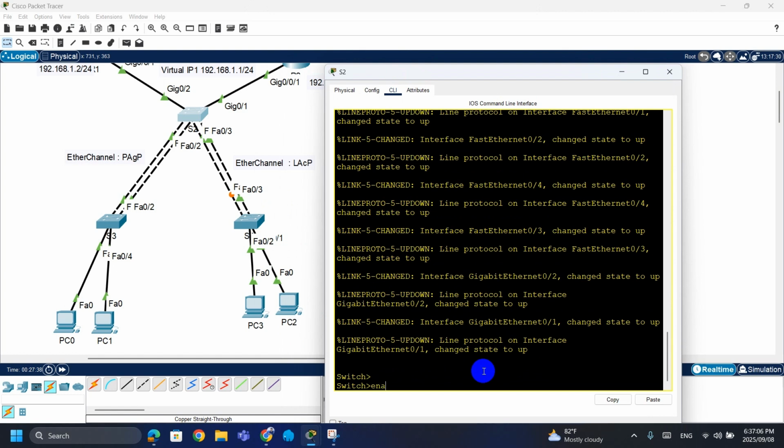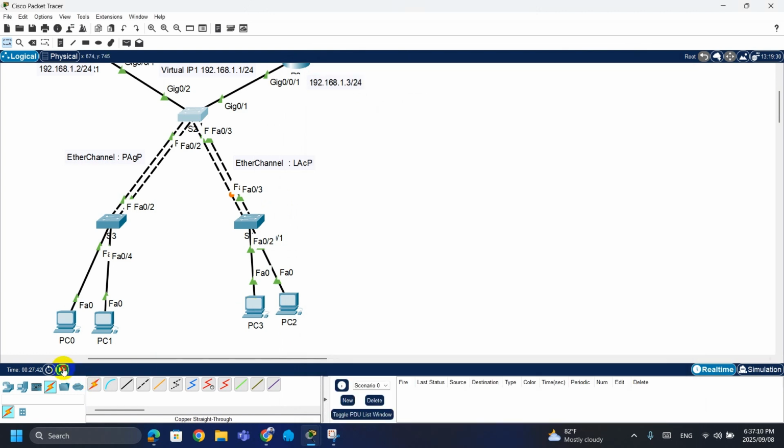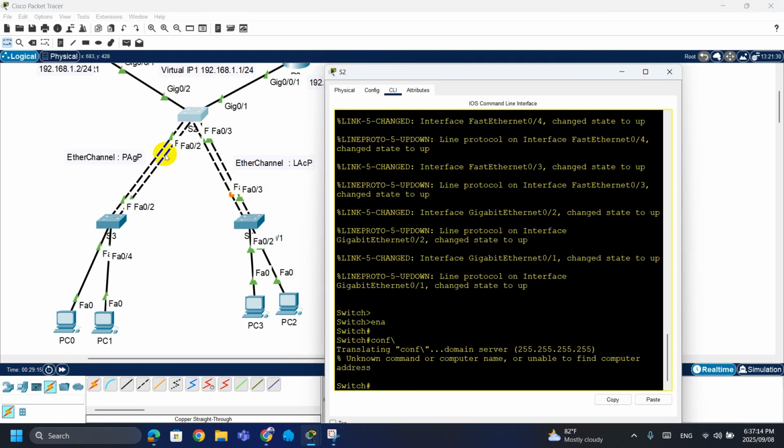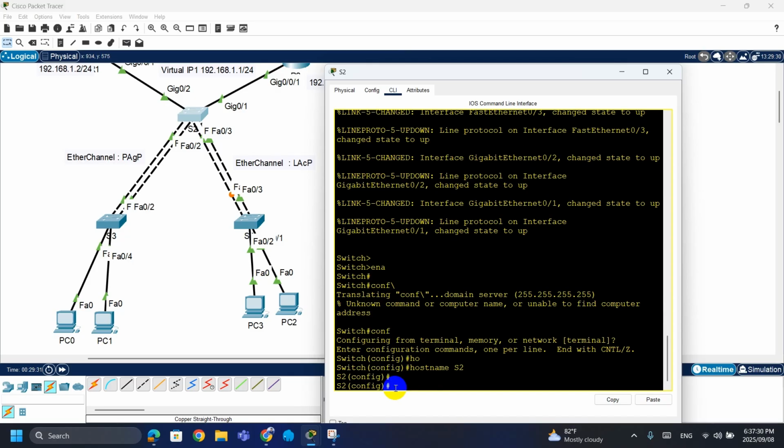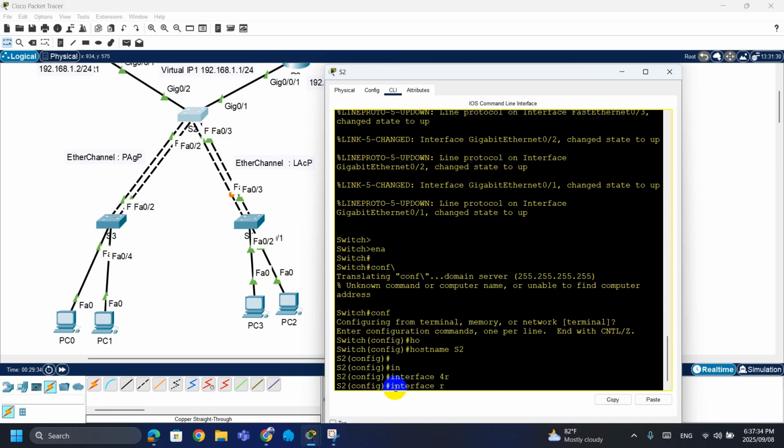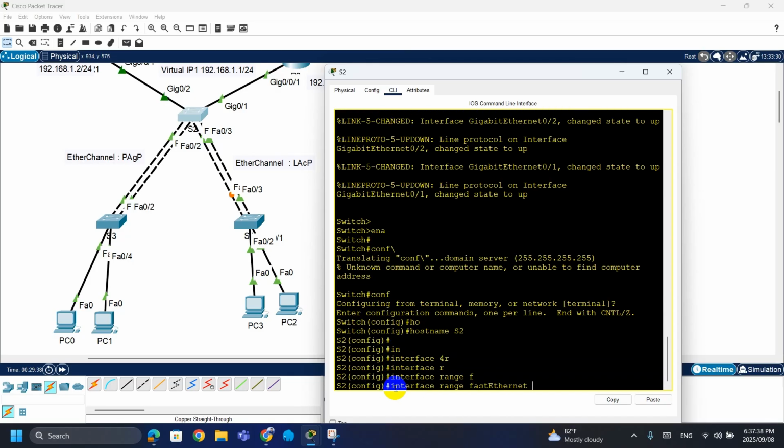At the bottom of the topology, we have PCs connected through switches. To increase redundancy and bandwidth, EtherChannel is configured. The left switch uses PAgP, while the right switch uses LACP, both connecting up to the distribution switch. This ensures link aggregation and redundancy at Layer 2.